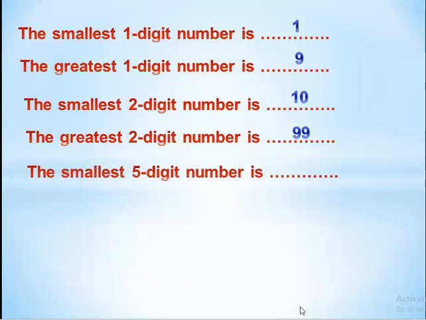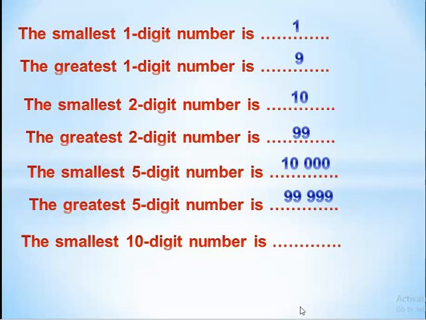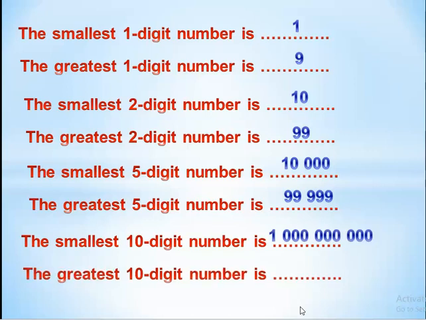The smallest 5-digit number is 10,000. Yes, we put 1 and 4 zeros. The greatest 5-digit number: we put all digits as 9, so it will be 99,999. The smallest 10-digit number is 1 billion. The greatest 10-digit number is 9,999,999,999.